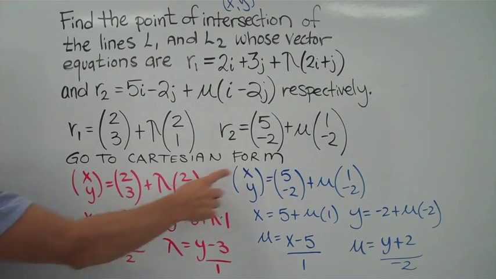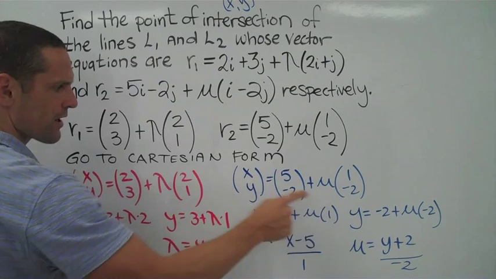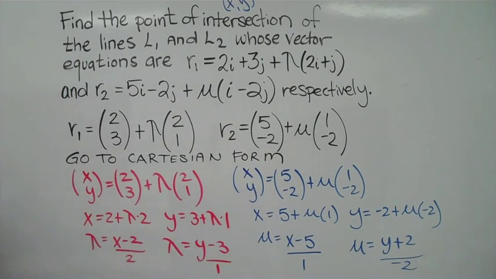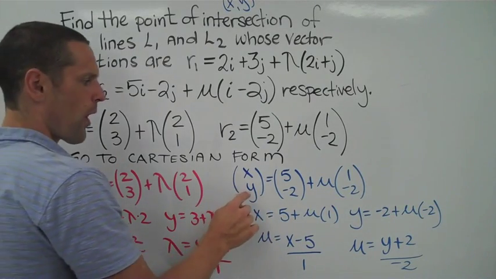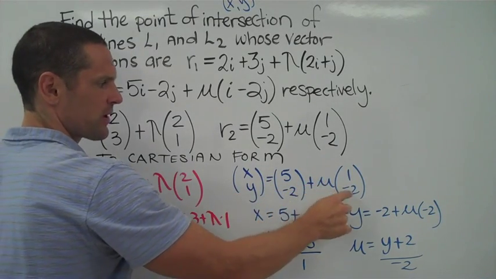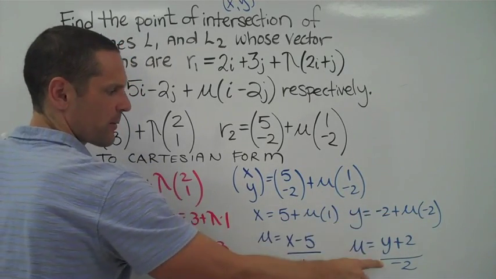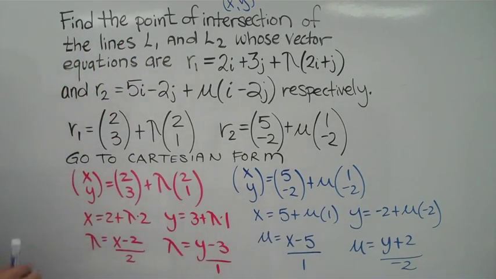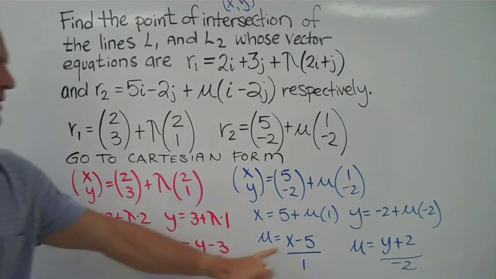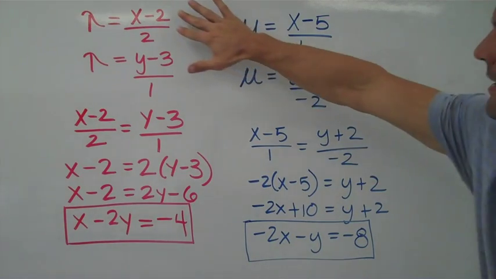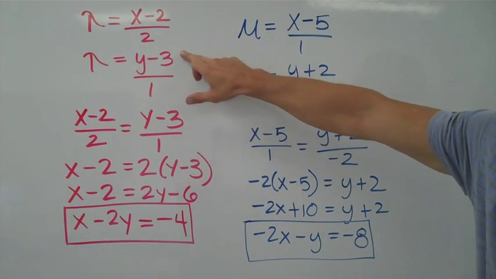Over here, I write x equals 5 plus u times 1 and solve for u: (x minus 5) divided by 1. I suppose I don't need to divide by 1, but I'm just doing that. And for y equals negative 2 plus u times negative 2, solve for u. Add 2 to both sides, divide by negative 2, and we get this expression here. So I solved for lambda, and I solved for u. So we get lambda is (x minus 2) over 2, and lambda is (y minus 3) over 1.